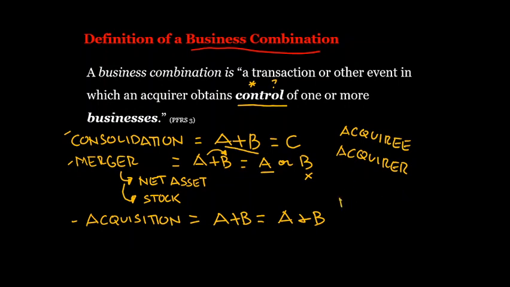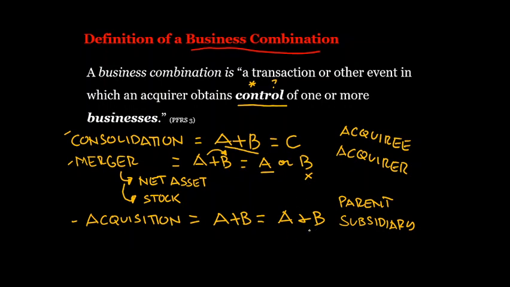So let me write that down. You have the parent, and you have the subsidiary. How do I spell that? Subsidiary. Okay, so when A and B combine, and assuming A will be the acquirer, A will be the parent. And the acquiree, the acquired company, will now be the subsidiary. So they will still continue to exist as separate entities.